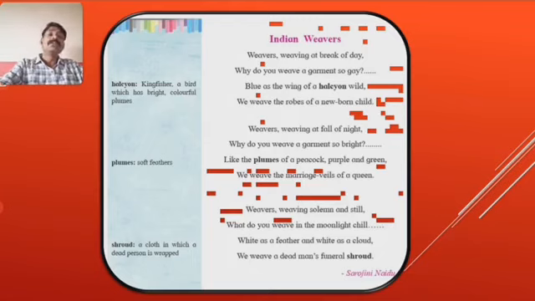So why? Once again, the poetess asks the same question to the weaver. Why do you wear a garment so bright? You are weaving clothes so bright, so silky, so fresh. Now I am asking you, for whom do you weave such bright garments? I need to know the answer from your tongue. Like the plumes of a peacock, purple and green, we weave the marriage bells of a queen.